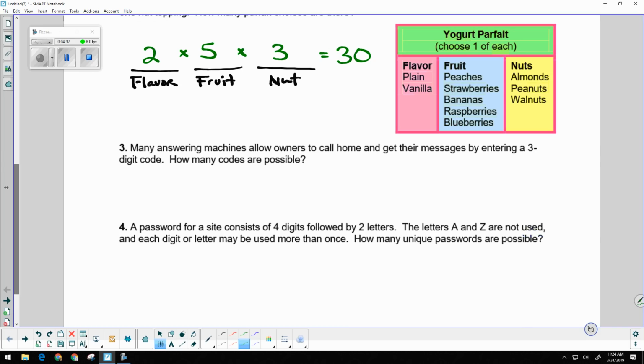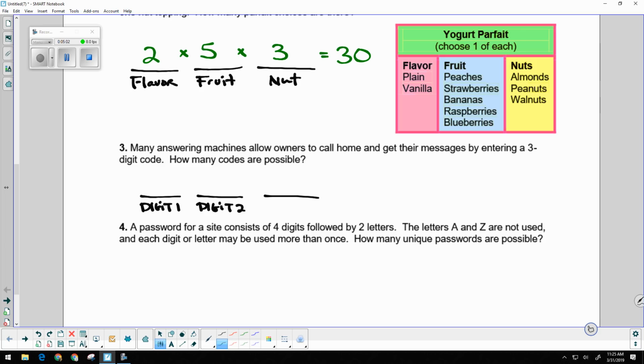Okay? All right, so in example 3, many answering machines, which we don't use anymore really, allow owners to call home and get their messages by entering a 3-digit code. How many codes are possible? Okay, so I'm going to have 3 blanks. And these 3 blanks are going to represent the first digit. We'll call it digit 1 of our code.